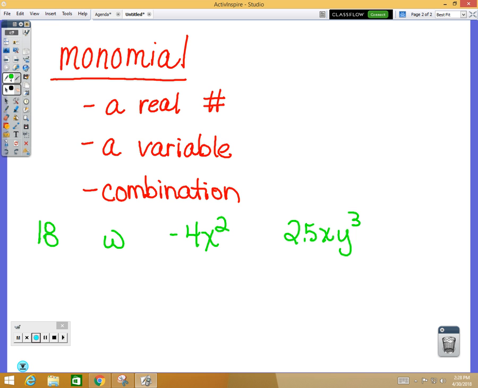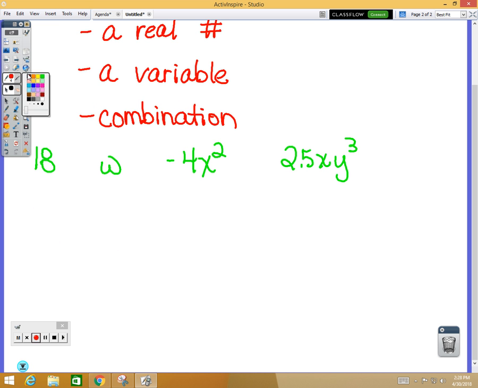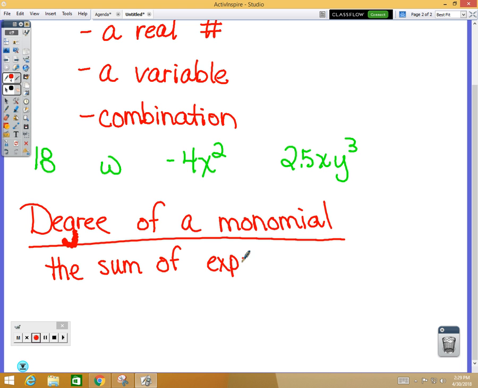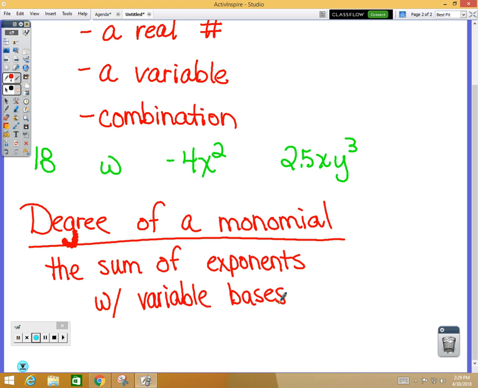Okay? All right, so each monomial has a degree. Degree of a monomial. When we're talking about a degree of a monomial, how we find that is we are going to add up any exponents of variables only. Okay, so the sum, adding, of exponents with variable bases. The degree of a monomial is the sum of exponents with variable bases. So not exponents that are on numbers, only exponents that are on variables. And we'll do some examples of that.